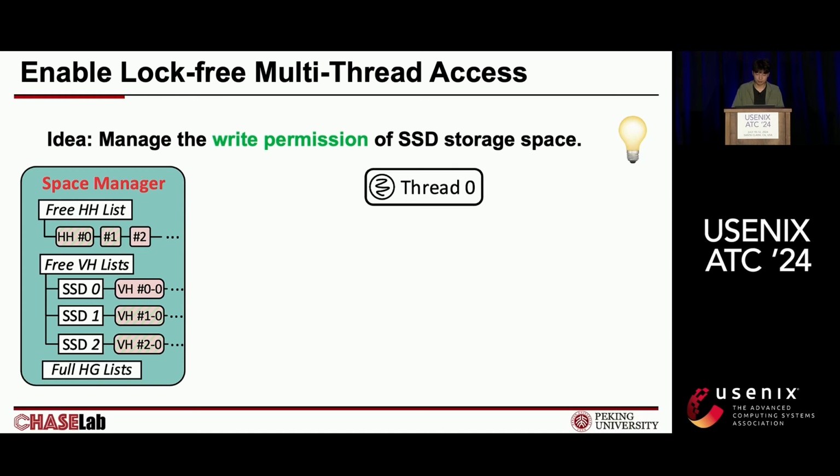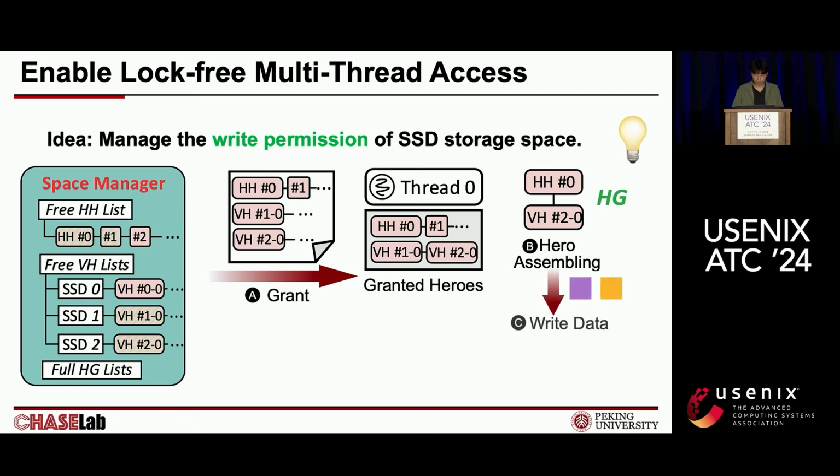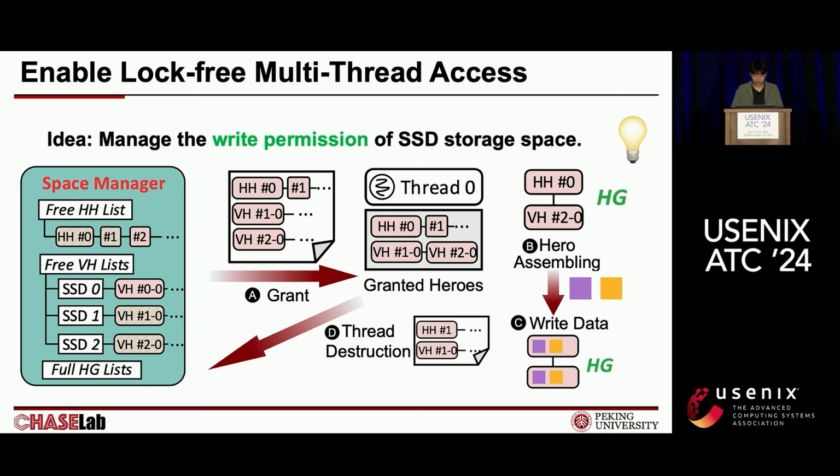Initially, all write permissions of heroes belong to the space manager. When an IO thread is set up, it asks the space manager for heroes. Then, the space manager grants heroes in batches. Afterwards, if an IO thread wants to write data chunks to a certain user address, it first assembles granted heroes as an HG. Then the data will be written to the HG, and the user address will be mapped to the corresponding strip. The space manager can retrieve heroes when an IO thread is being disrupted or the conversion phase is conducted. Please refer to our paper for more details about the grant and retrieval scheme.